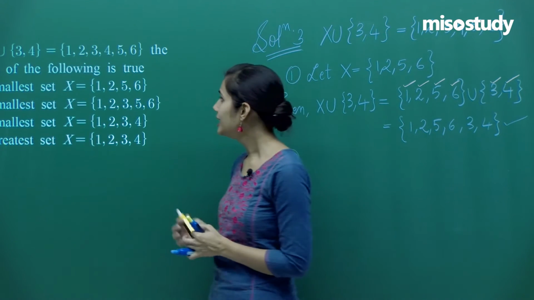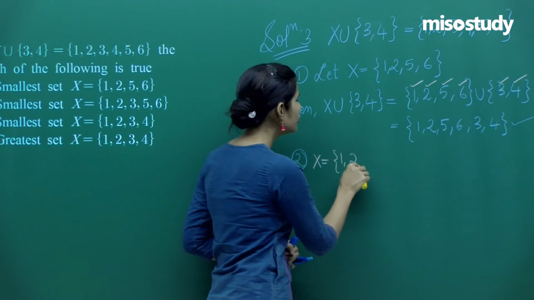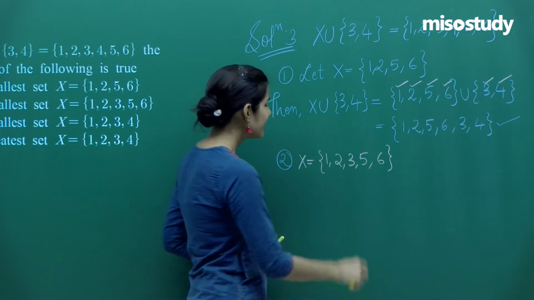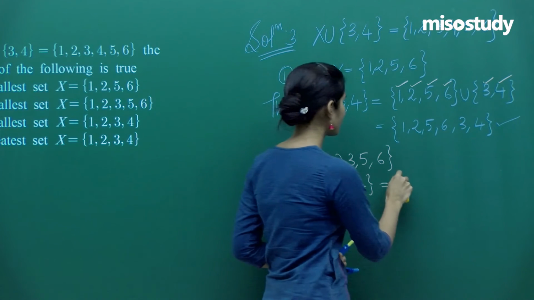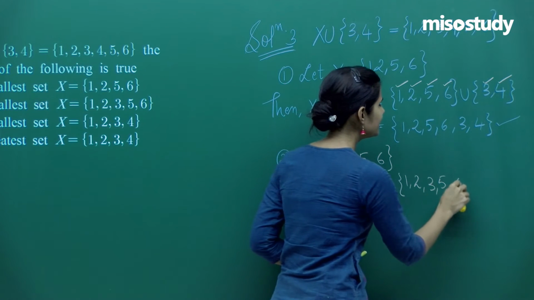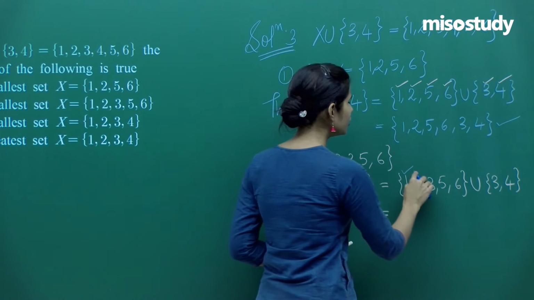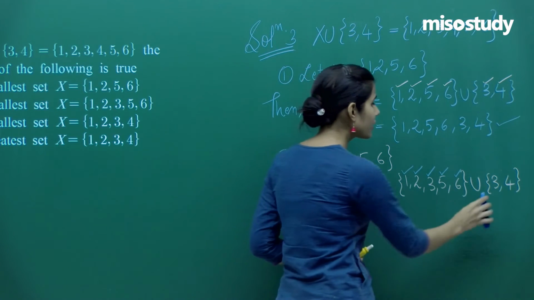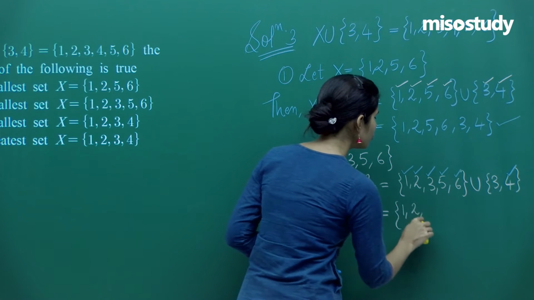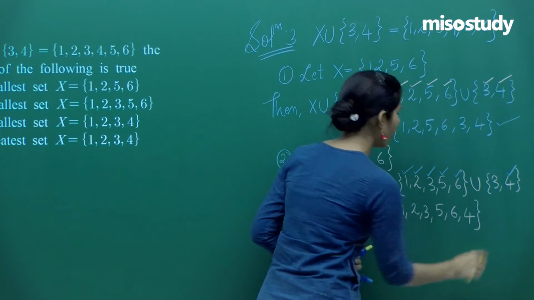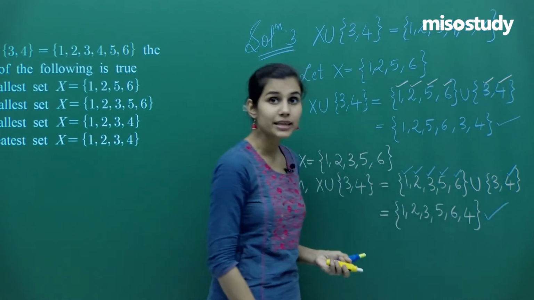If I go for the second option, it is saying the smallest set X is 1, 2, 3, 5, 6. Suppose I take my X to be 1, 2, 3, 5, 6. Then X union 3, 4 turns out to be 1, 2, 3, 5 and 6 union 3, 4. Collect all the distinct members. 1, 2, 3, 5, 6 all are distinct, but because 3 has already been covered, I am just going to take 4 from the next set. What you obtain is 1, 2, 3, 5, 6 and 4. Well, this also matches with the set which is already given to you. That means even the second option is giving me the correct answer.